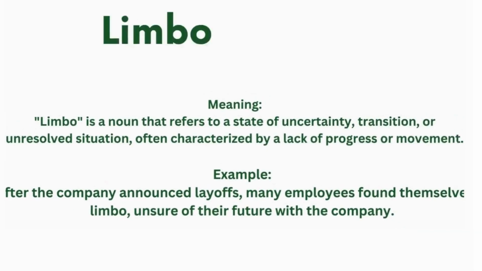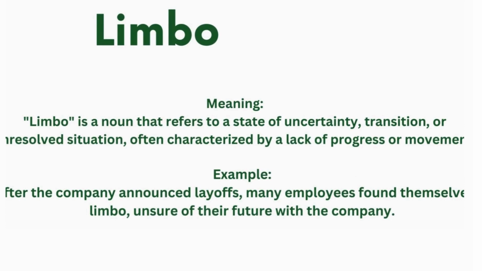Limbo. Meaning, limbo is a noun that refers to a state of uncertainty, transition, or unresolved situation, often characterized by a lack of progress or movement. Example, after the company announced layoffs, many employees found themselves in limbo, unsure of their future with the company.